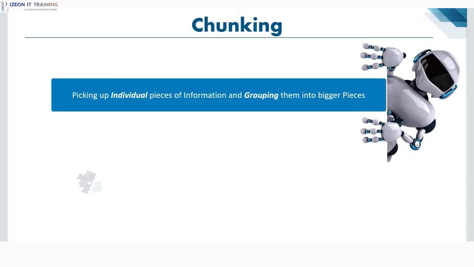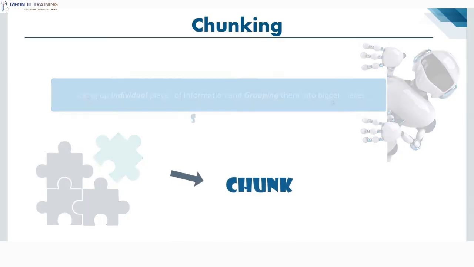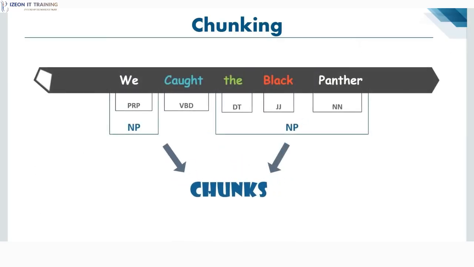Chunking basically means picking up individual pieces of information and grouping them into bigger pieces, and these bigger pieces are also known as chunks. In the context of NLP and text mining, chunking means grouping words or tokens into chunks. Let's have a look at the example here. The sentence under consideration is "we caught the Black Panther". We is a pronoun, caught is a verb, the is a determiner, black is an adjective, and panther is a noun. What it has done here, as you can see, is that black, which is an adjective, panther, which is a noun, and the, a determiner, are chunked together in a noun phrase.